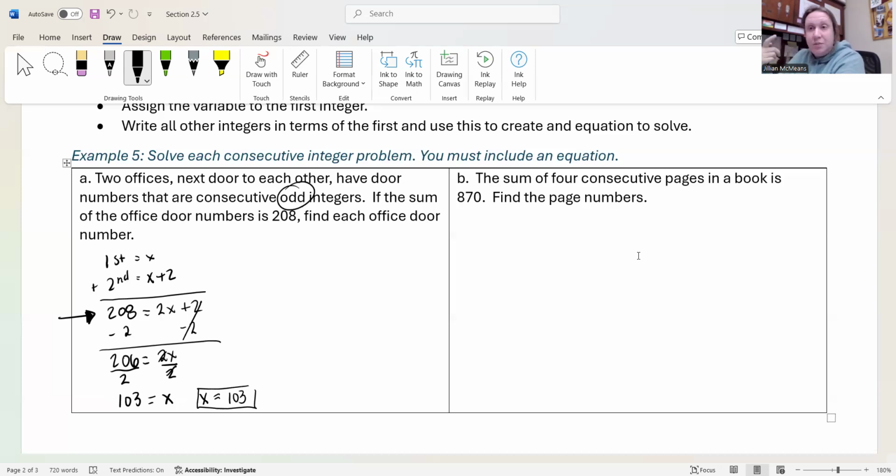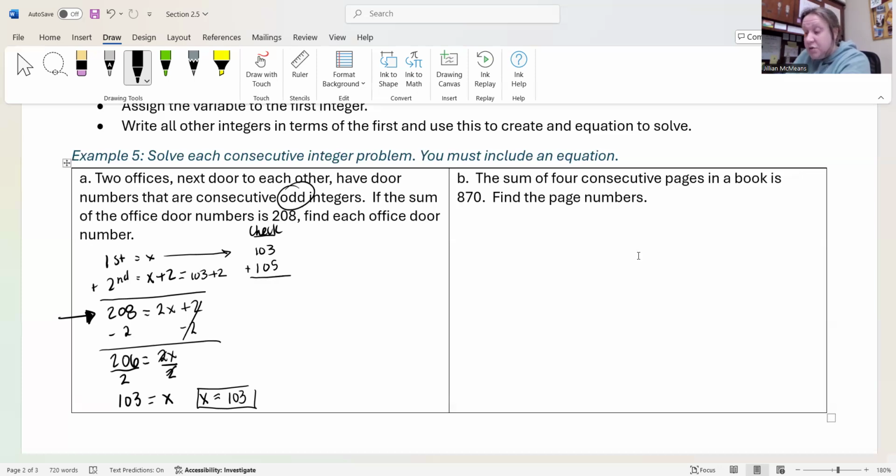But just like in the previous video, we're not done yet. We know that x is 103, which is fantastic, but we don't have an answer to the actual question, which is find each office door number. We are ready to check though. So I know that x is 103. I know that the second office door number is x plus 2, which is 103 plus 2. So the second office door number should be 105, but we can check it.